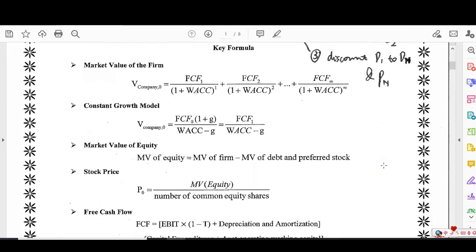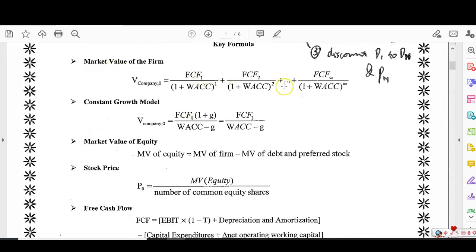And in class 3, we're going to talk about how to discount all the free cash flows of the firm by using WACC. So we have the firm value, or market value of the firm at time 0, V company 0. If we assume that all the free cash flows are growing at a constant rate g, we can have the constant growth model of the free cash flow model. So we have free cash flow 1 over WACC minus g equals V company 0. Free cash flow 1 equals free cash flow 0 multiplied by 1 plus g.